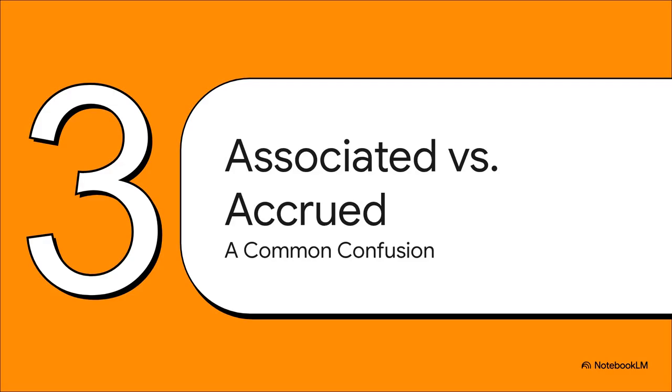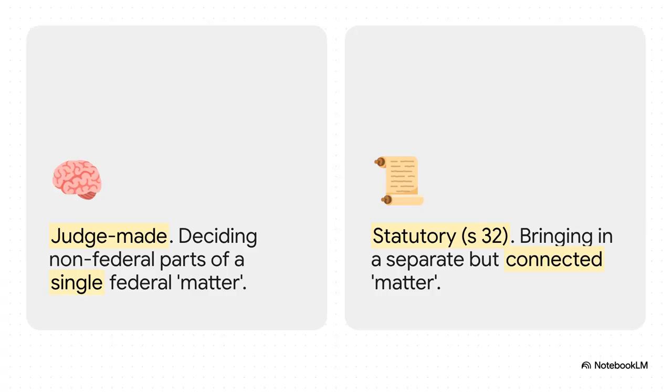Okay, let's tackle something that trips up so many people. The difference between associated jurisdiction, which we've been talking about, the power from Section 32, and the judge-made idea of accrued jurisdiction. They are very close cousins, but they are not the same thing, and you need to know the difference. And this table just nails the distinction.